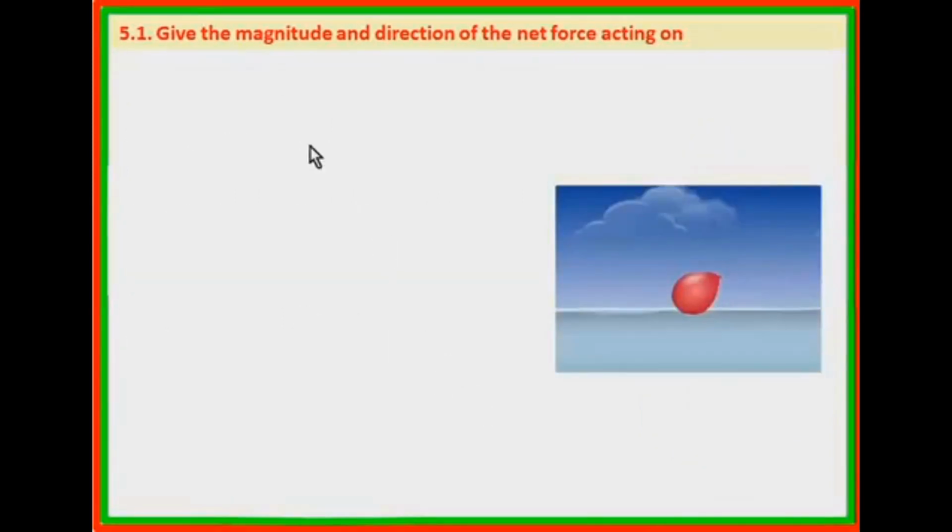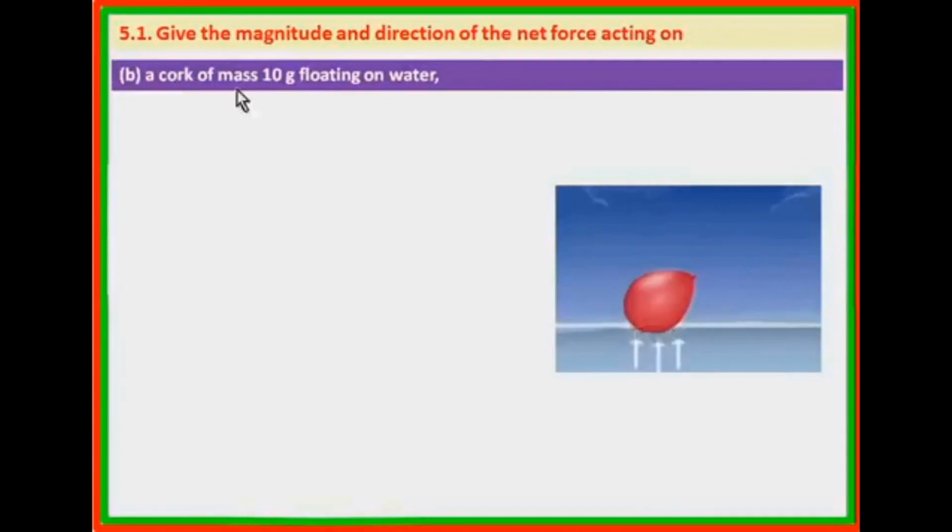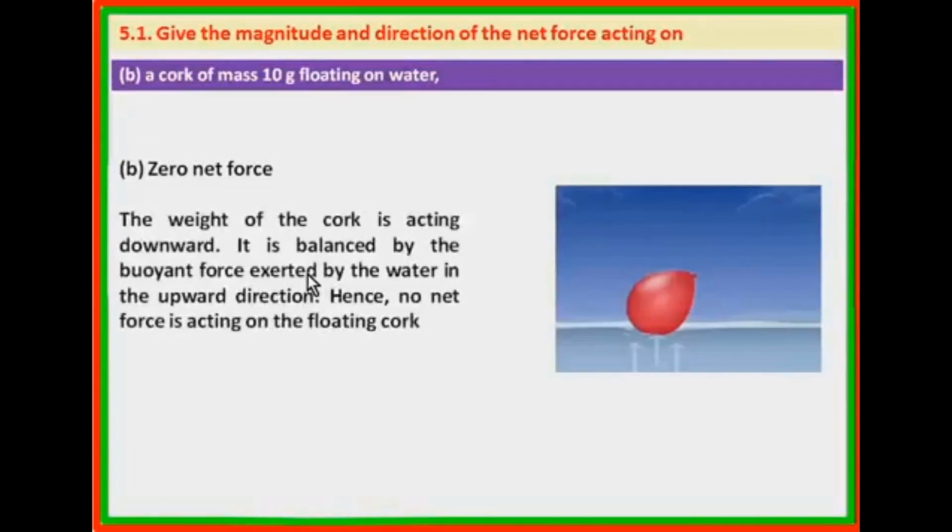Second part of the question. A cork of mass 10 kg floating on water. Whenever an object is going to float on any fluid, we know that it will have two forces acting on it. One is the weight of the object, the other one is the upthrust. Both of them will be equal and opposite in magnitude, so the net force acting on it will become zero, which means that there is no net force acting on the floating cork.